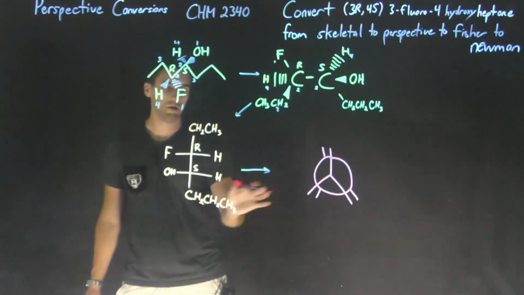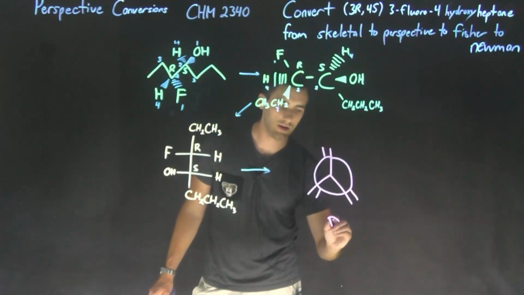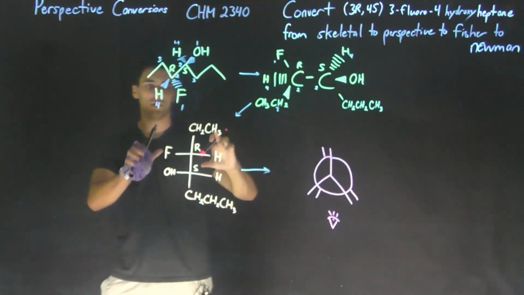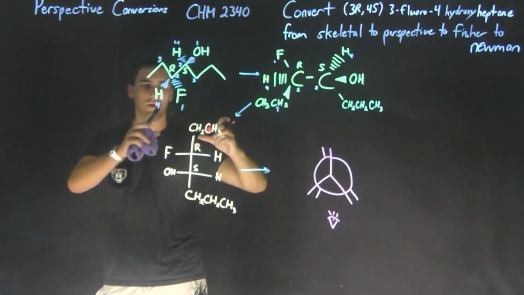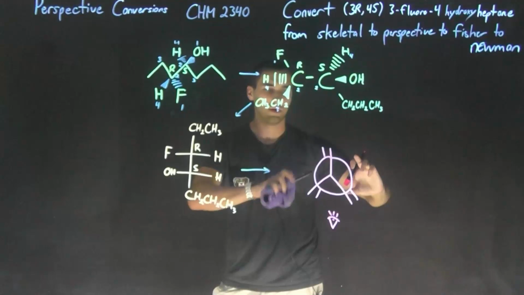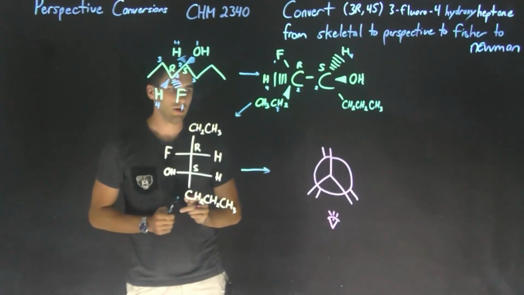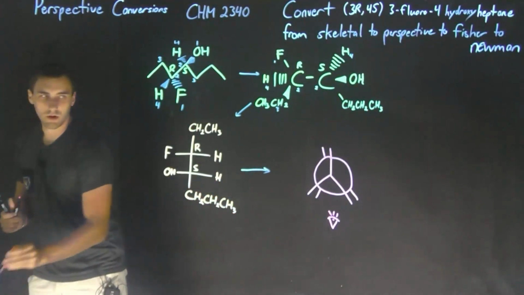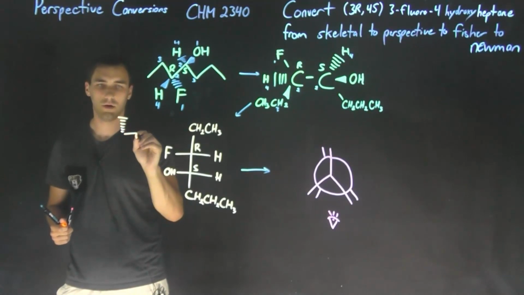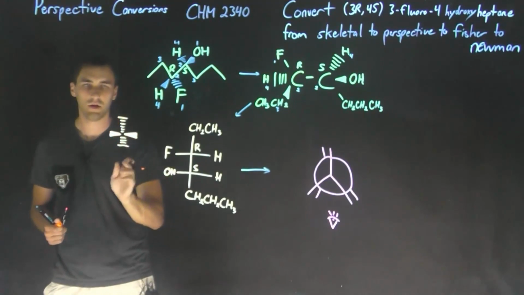Now, in order to convert this, the different perspectives are related by looking at the Newman from the bottom. You can think of taking this Fischer projection and rotating it 90 degrees towards you, or taking this Newman and then rotating it 90 degrees up. Because if you recall, with Fischer projections, this is the configuration.